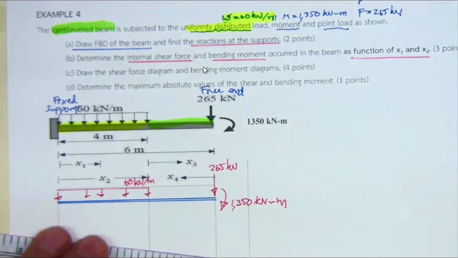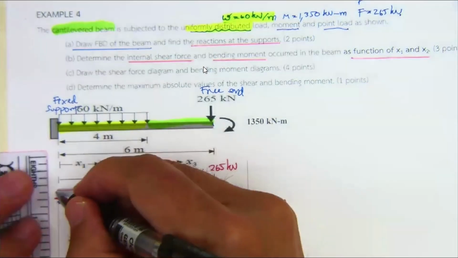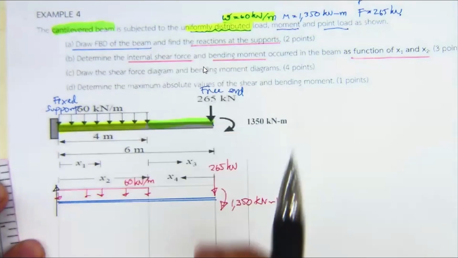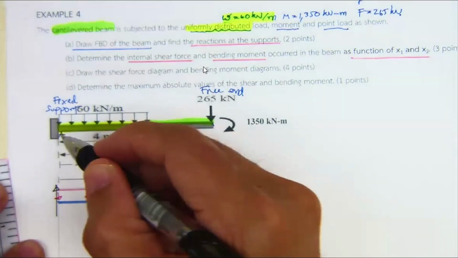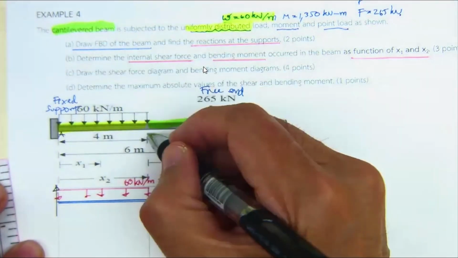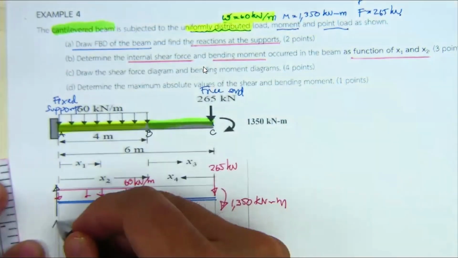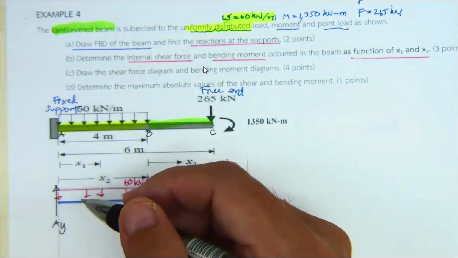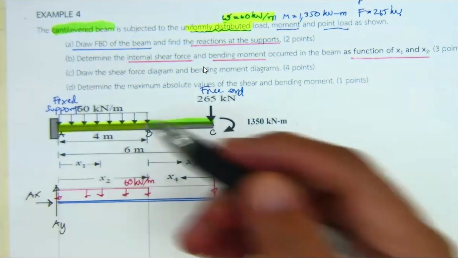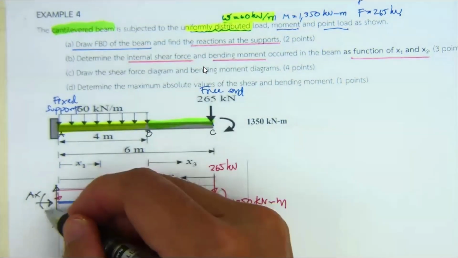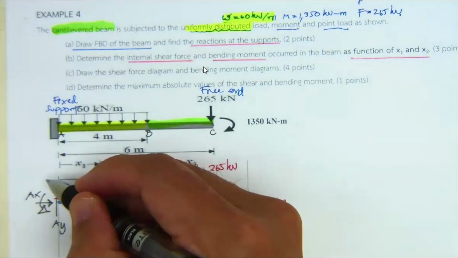Okay, then the free end has no reaction, it's free. The fixed end is going to have this force to prevent vertical movement. Let's put this one A, this one B, and this one C. It will be A sub Y. And then for the X, we're going to have this one to be A sub X. And this one, you've got to have this to be M sub A.